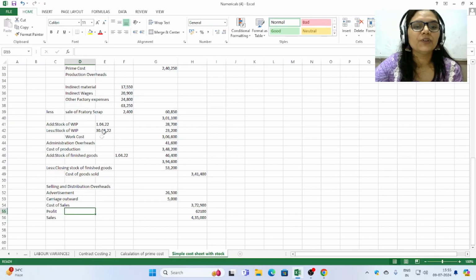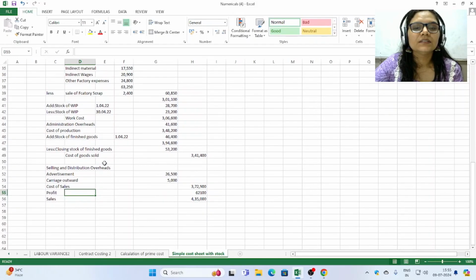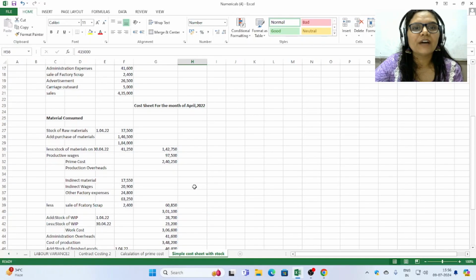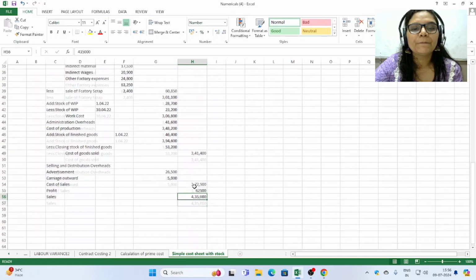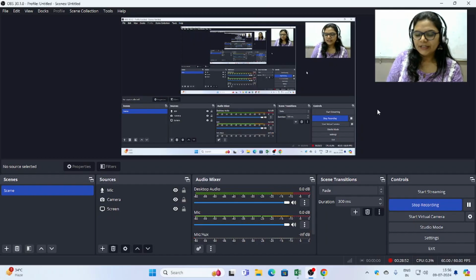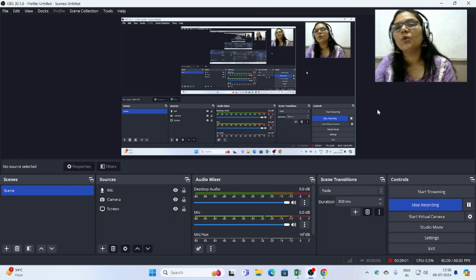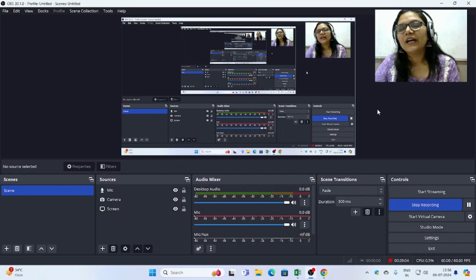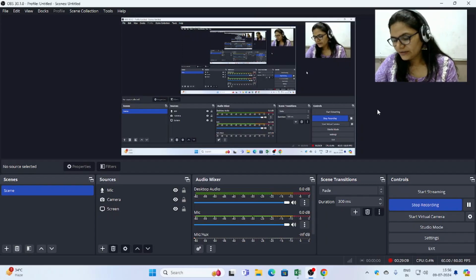Now what we have to do is, sales minus cost of sales will give you 62,100. This is all we have got in your cost sheet. See, why we actually prepare a cost sheet, and there are many advantages associated with the cost sheet. And cost analysis is very important for any organization. That's why we prepare the cost sheet. It helps to ascertain the total cost and cost per unit, and costs are classified under proper headings and presented in a logical manner whenever we are preparing a cost sheet.